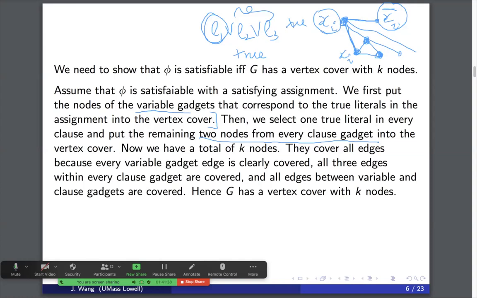So of course we have this assumption that XI and XI bar do not appear at the same time in the same cross, because if they do, that cross is always true, then you can remove it. That doesn't affect the satisfiability of the formula.